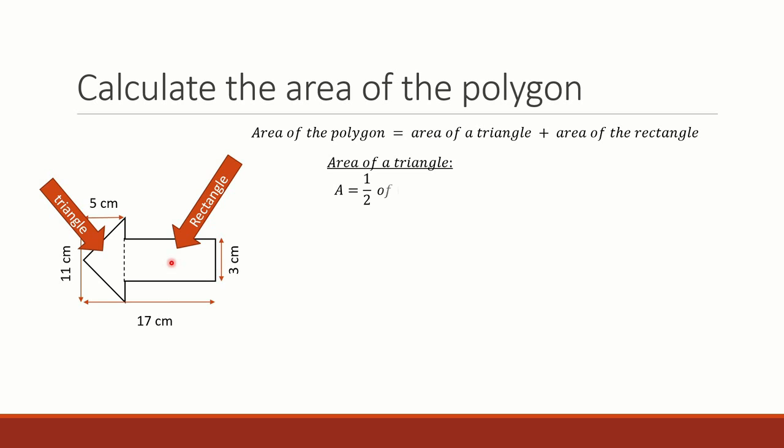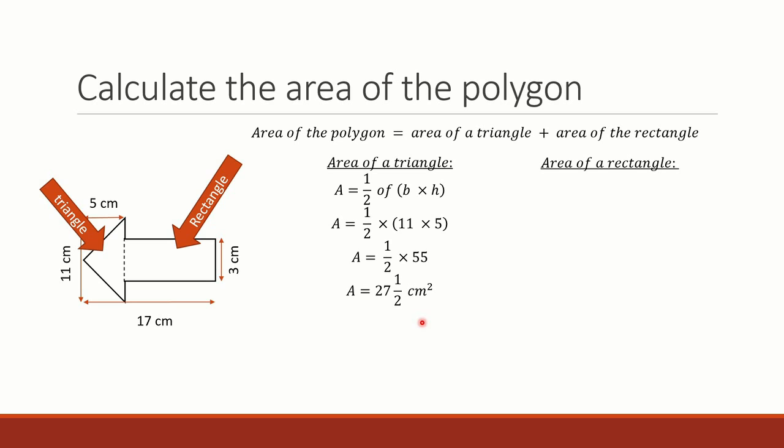So let's do the area of the triangle first. My formula is A equals a half of B times H. Then I'm going to swap out the letters for numbers. So it's a half times 11 times 5. Remember, the base is this area over there. That's why it's 11 centimeters. And the height of my triangle would be that area over there. So that's 5 centimeters. 11 times 5 is 55, and a half of 55 is 27 and 1/2 square centimeters.